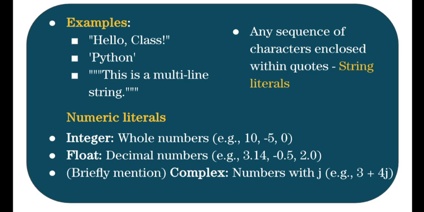Next is numeric literals. These are just numbers. We have integers for whole numbers, floats for numbers with decimal points, and complex numbers, that are numbers with an imaginary part. Here an example, 3 plus 4j. j is the imaginary part.